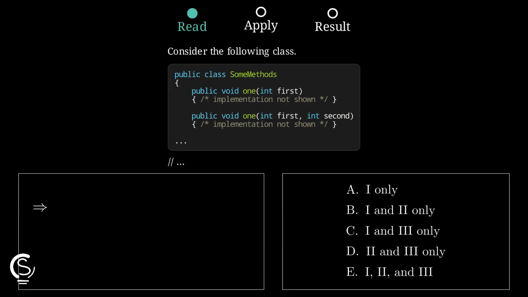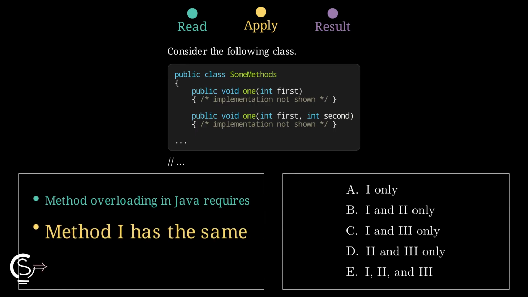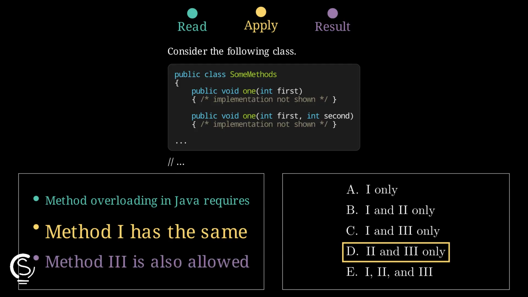Watch this carefully. Method 1 fails because one int parameter already exists exactly, and Java sees that as a duplicate signature, not a new overload, so it causes a compile time error. Method 2 works because the order becomes string and int, and method 3 adds a third parameter, so both are valid. That makes option D.